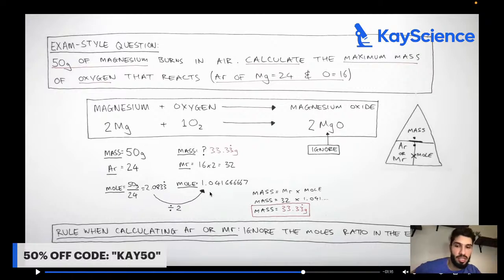answer in the calculator, remember? You do not just write 2.083. You don't do that. You keep your answer in the calculator. So you get your specific answer of this. You then multiply that number by 32, and you get a mass of 33.33 grams. Okay, so remember, when calculating the Ar or Mr, 24 or 32, you ignore the moles ratio in the equation. That is a classic mistake people make.